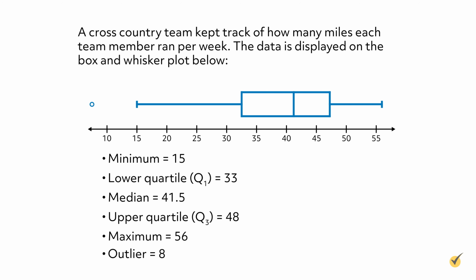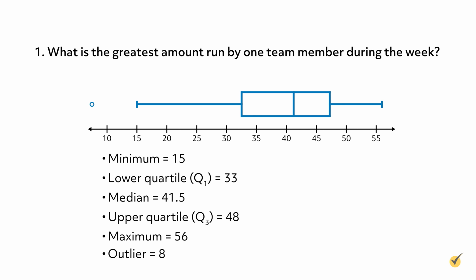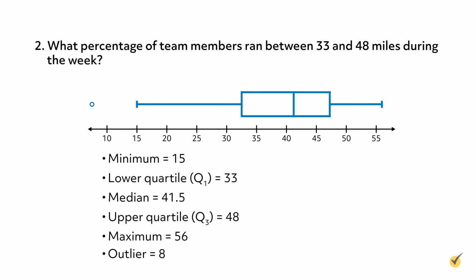Given this information, answer the following questions. What is the greatest amount run by one team member during the week? The greatest amount of miles run is the maximum. Since the maximum in this dataset is 56, the greatest amount run by one team member during the week is 56 miles.